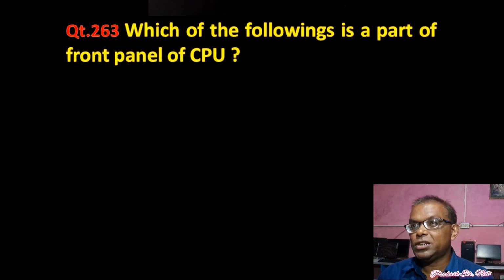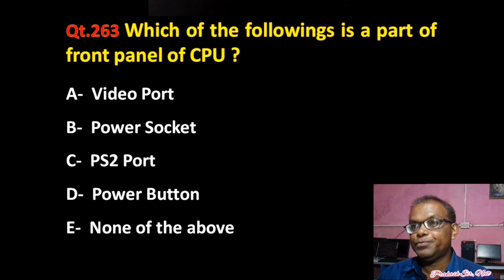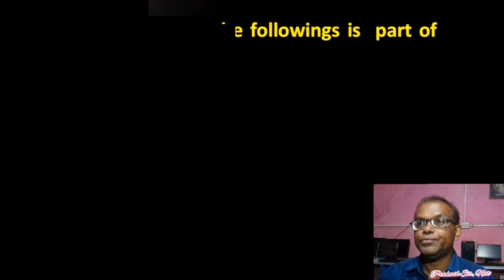Question number 263: Which of the following is a part of the front panel of a CPU? What do you mean by the front panel? The front side. The alternatives are video port, power socket, PS2 port, power button, and none of the above. The correct answer is power button, because on the front side of the CPU there is a power button, but video port, power socket and PS2 port are available on the rear panel, or back side, of a CPU. So that is why option D is the correct answer.